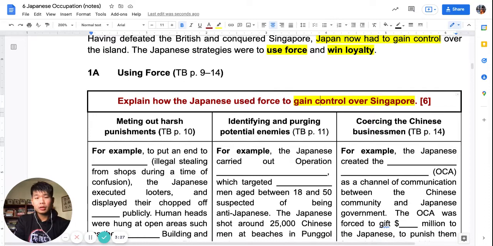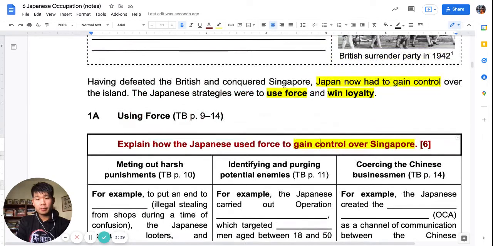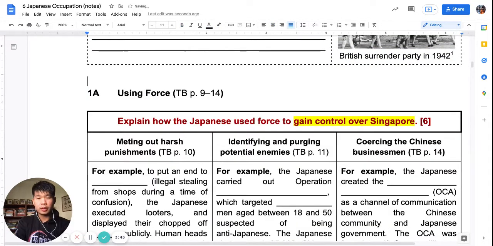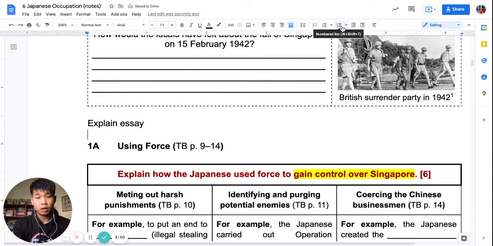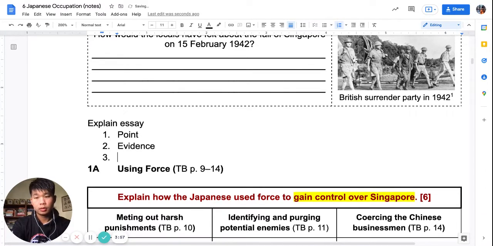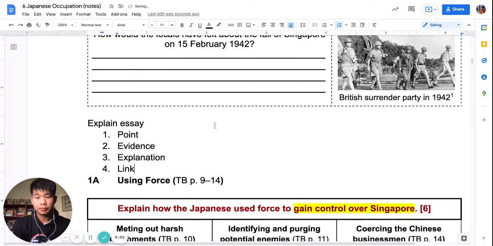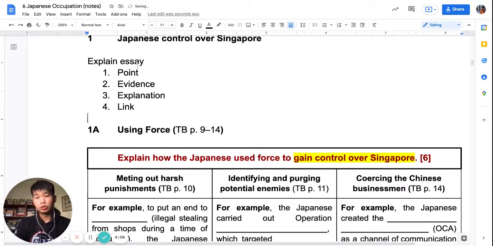So we did a lot of group work in class. I'm pretty sure I did group work for all classes using this box. So let me recap. There are 4 components to an explain essay. So an explain essay would be done using 4 components, right? That is the point, that is the evidence, that is the explanation, and that's the link. So if you don't have this on the post-it, you should definitely write it down now. Explain essay, that's the point, that's the evidence, and we use the words for example. That's the explanation, and we use the words as a result.